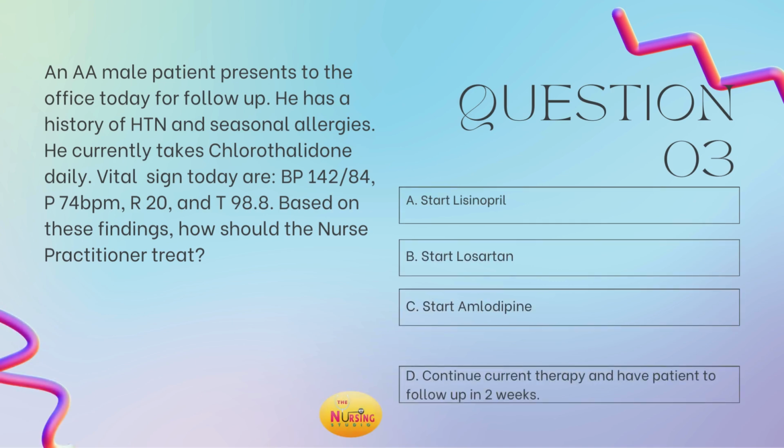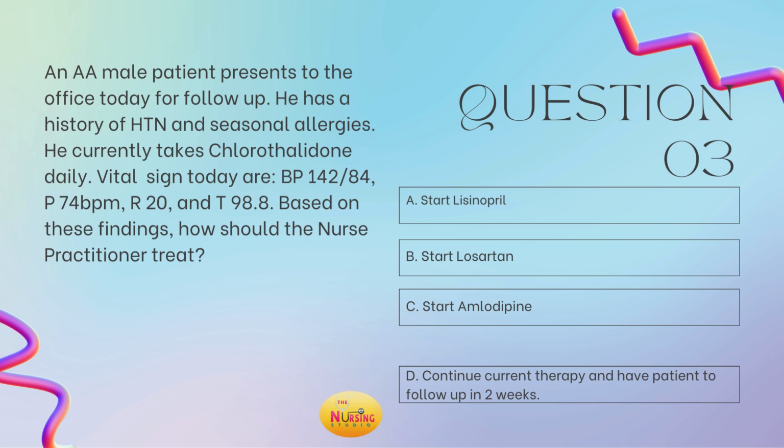And so, question number 3 for today. An African American male patient presents to the office today for follow up. He has a history of hypertension and seasonal allergies. He currently takes chlorothalidone daily. Vital signs today are blood pressure of 142 over 84, pulse is 74 beats per minute, respirations are 20, and the temperature is 98.8. Based on these findings, how should the nurse practitioner treat?